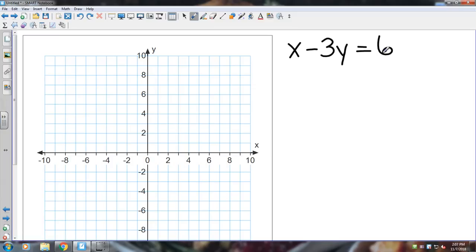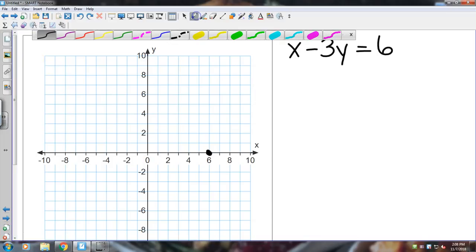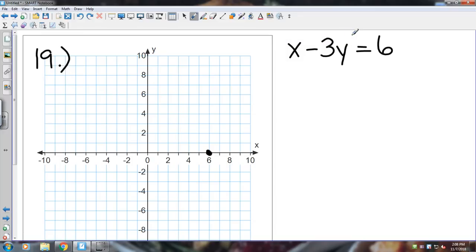How can I find that x-intercept? Cover up the y. So what's my x-intercept? 6. Okay, I'm going to slow down for just a second while some of you are finishing. Okay, so now we want to find the y-intercept. So I'm going to cover up the x, and I get -3y equals 6. So what's my y-intercept? -2. So on the y-axis, I go to -2.